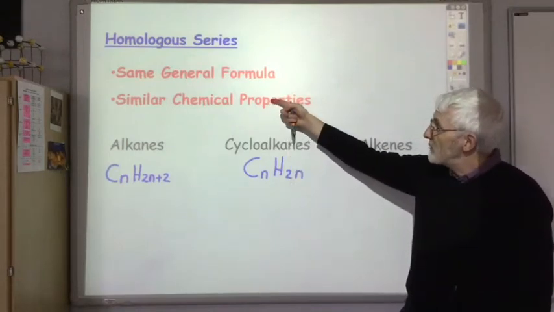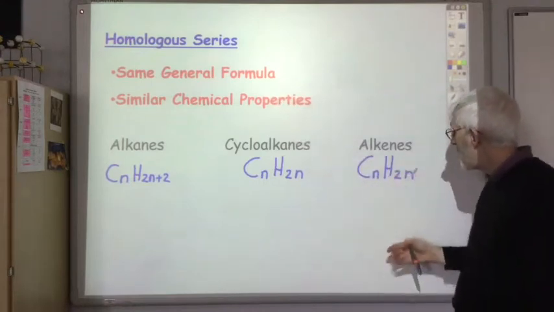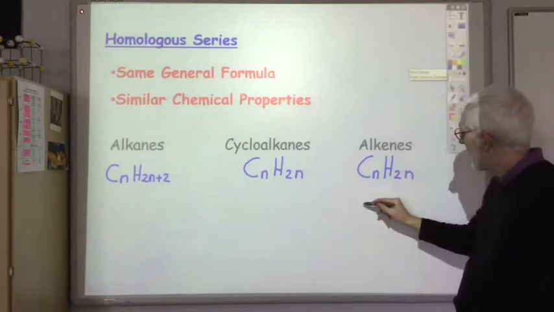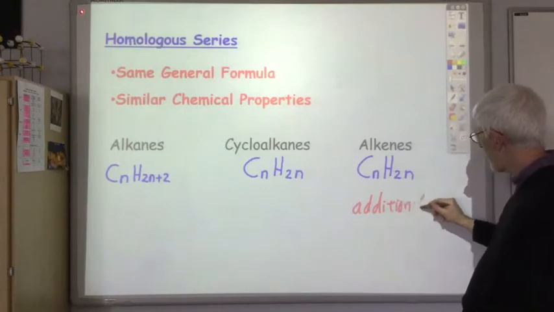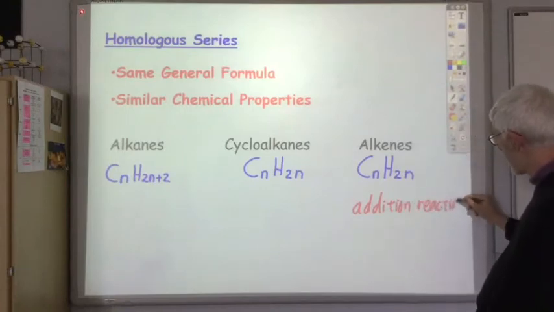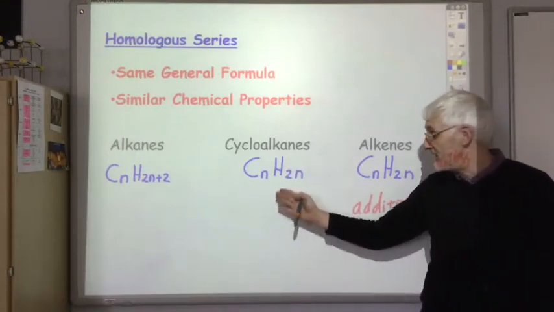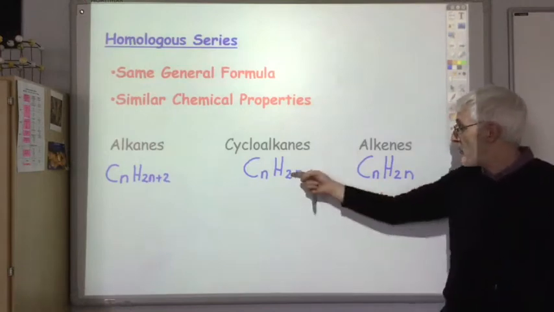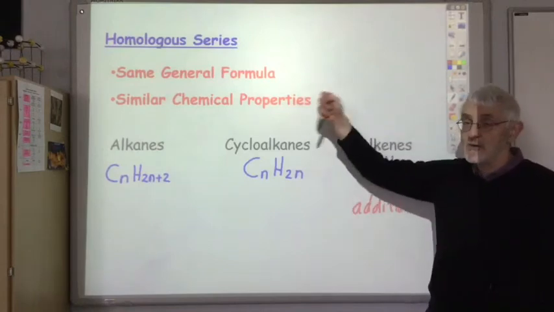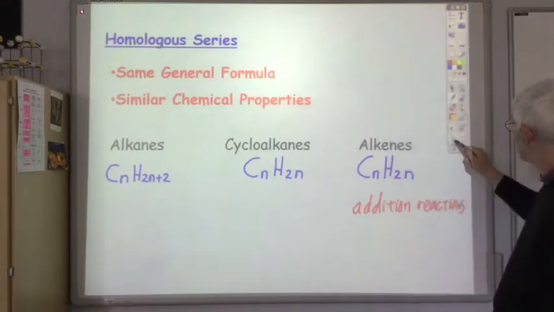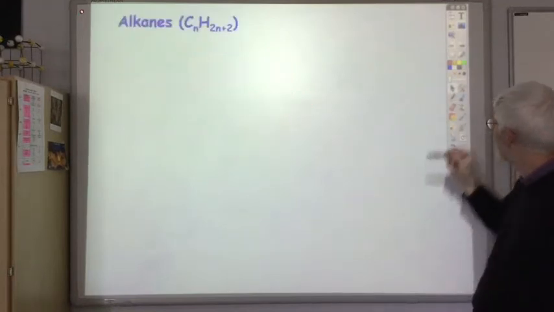And that's because they don't fulfill the second criteria. They don't have similar chemical properties. All alkenes are very quick to undergo addition reactions, which is one of their main identifying features, whereas cycloalkanes do not undergo addition reactions. So although they have the same general formula, they don't have similar chemical properties. So you must have these two things to be in a homologous series. So let's look at the first homologous series, alkanes, in a wee bit more detail.